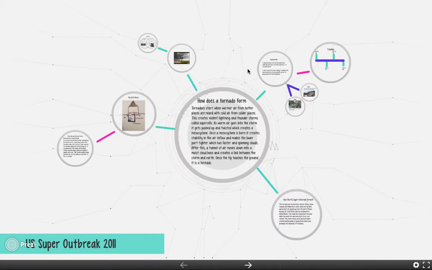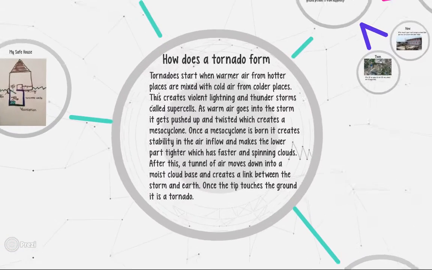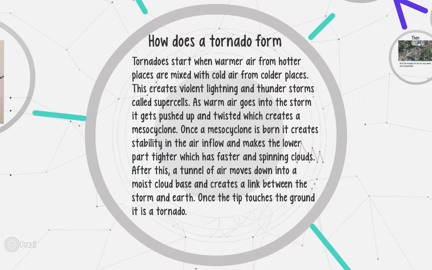U.S. Super Outbreak 2011. How does a tornado form? Tornadoes start when warmer air from hotter places is mixed with cold air from colder places. This creates violent lightning and thunderstorms, called supercells. As warm air goes into the storm, it gets pushed up and twisted, which creates a mesocyclone.